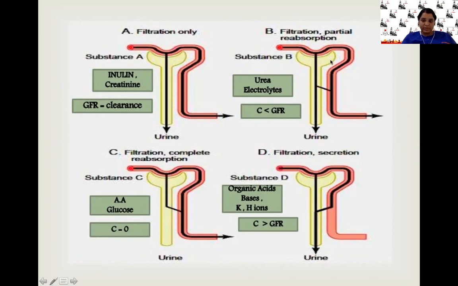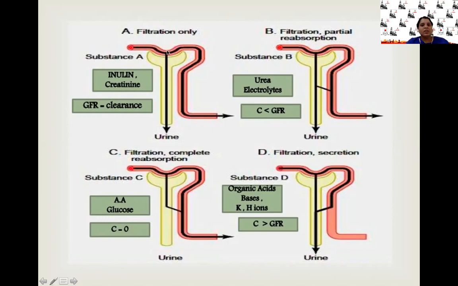Now, there are certain substances which undergo filtration, but they are only partly reabsorbed and not completely reabsorbed. That is, their concentration is slightly lesser in the tubular part compared to the filtered part. So here the creatinine clearance will be less than the GFR. Such substances are urea and electrolytes. Urea is only partly reabsorbed, not completely reabsorbed like glucose and ammonia.